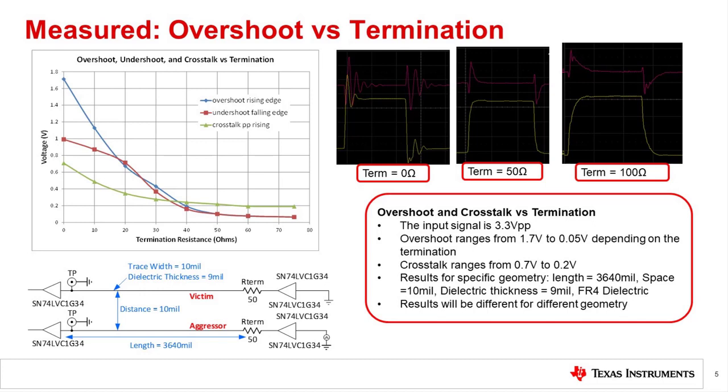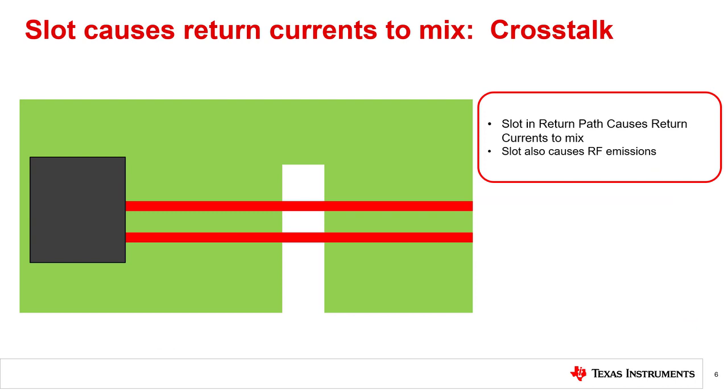This slide was previously covered in the impedance matching section. We review it here because an impedance mismatch can greatly impact crosstalk. For termination impedances less than 20 ohms, there's a lot of overshoot, which translates to crosstalk. A slot or discontinuity in the return path is one of the most common reasons for crosstalk.